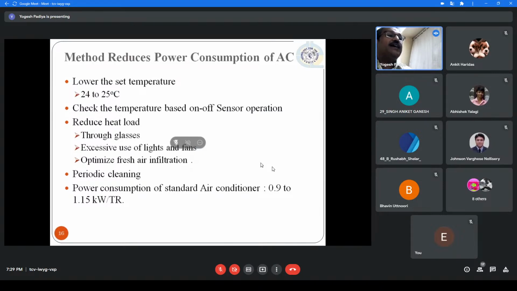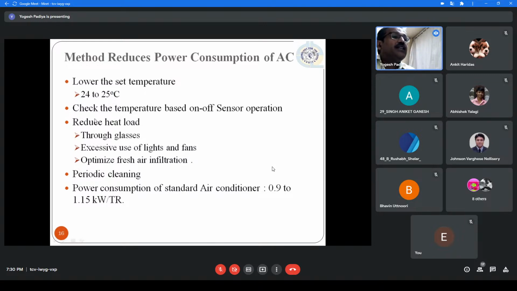Now, how to reduce the power consumption of your air conditioner? All the ACs have to be operated at 24 to 25 degrees Celsius. In some countries, all the remotes which are coming have a locking mechanism so that you cannot set the temperature below this. In some hotels, it is being implemented even in India. Because customers have a habit of reducing the temperature to 18 degrees Celsius and then using a blanket and sleeping. That is actually not a good habit.